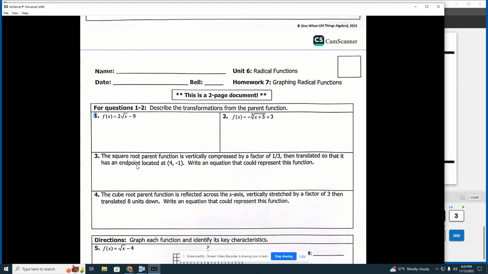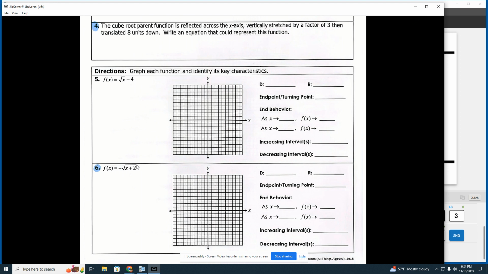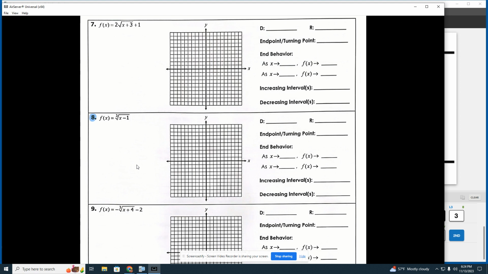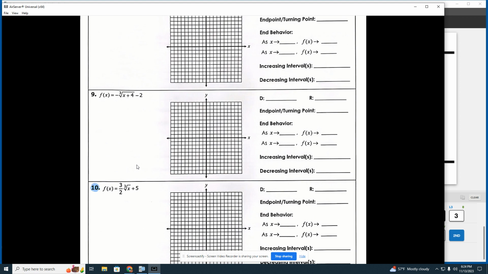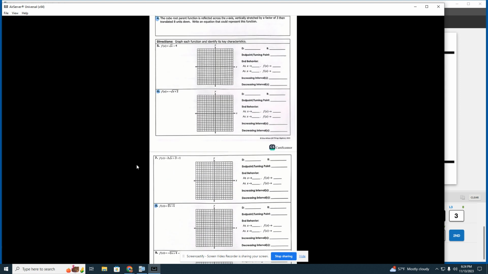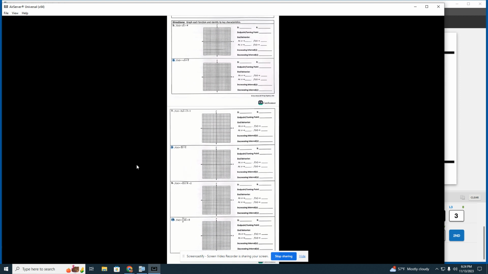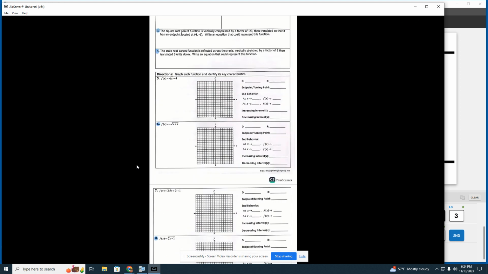So here's your homework. I want you to do 1, 2, 3, and 4 on the front. Also, I want you to do number 6 on the front. And then we're going to do on the back number 8 and number 10. Number 8 and number 10. Okay? So that's your assignment. 1, 2, 3, 4, 6, 8, 10. Okay? That's only 7 problems. So shouldn't be too hard.